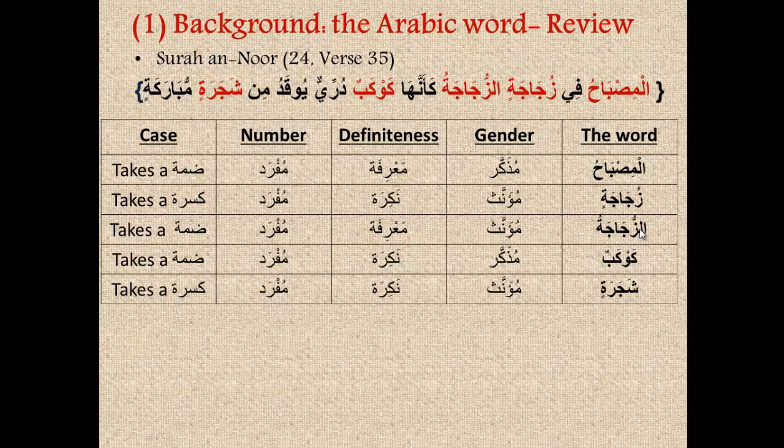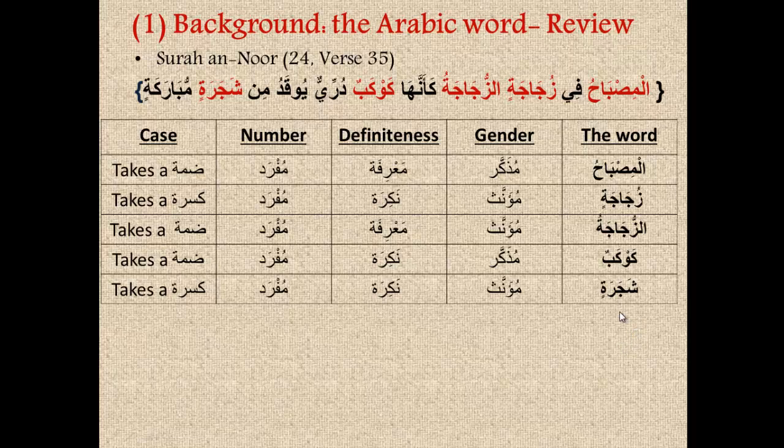Az-zujajatu has the alif lam, making it ma'rifah. It has a ta marbuta, which makes it mu'annath. Mufrad singular takes a dhamma. Kawkabun, we hear the tanween, making the word nakirah. It is mudhakkar, masculine, mufrad singular, and takes a dhamma.